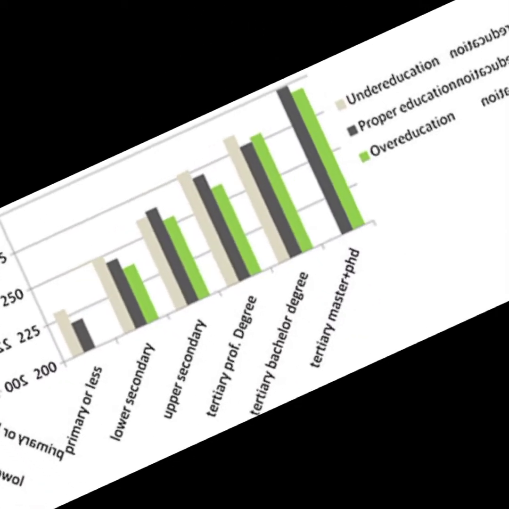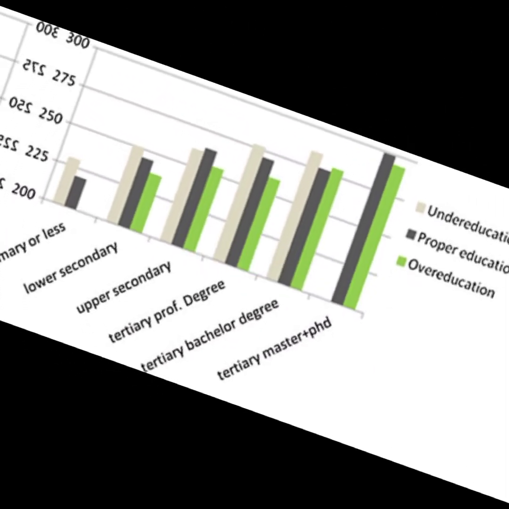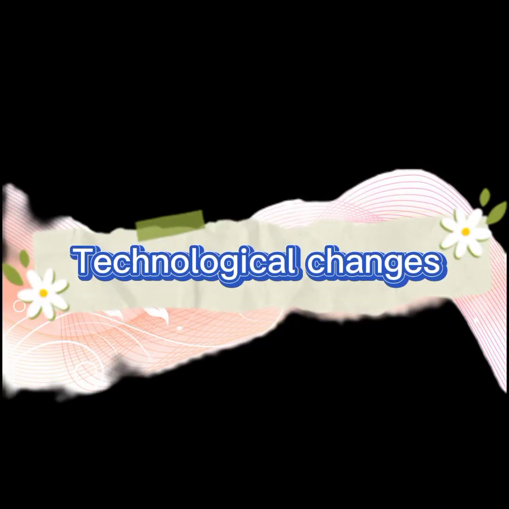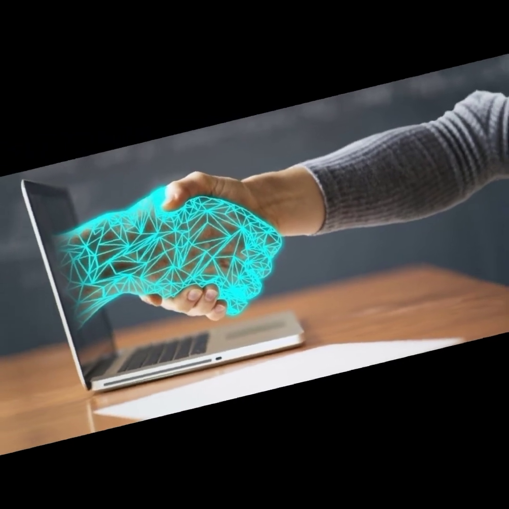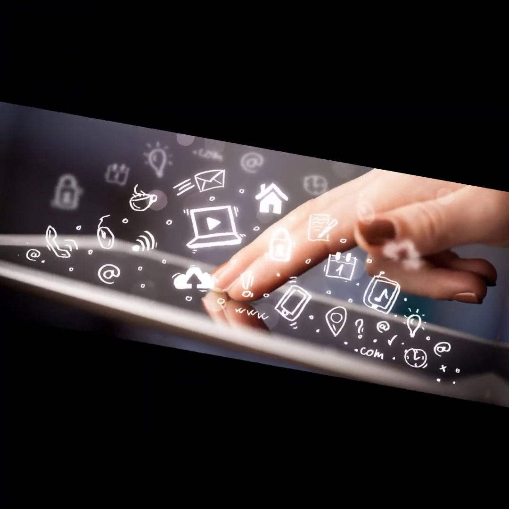Educational levels of workers. It shows that the employment rates of people working in an organization are according to their education levels. Technological changes. A technological change can be defined as an increase in the outputs possible with a given level of inputs through the process of invention, innovation, and diffusion.